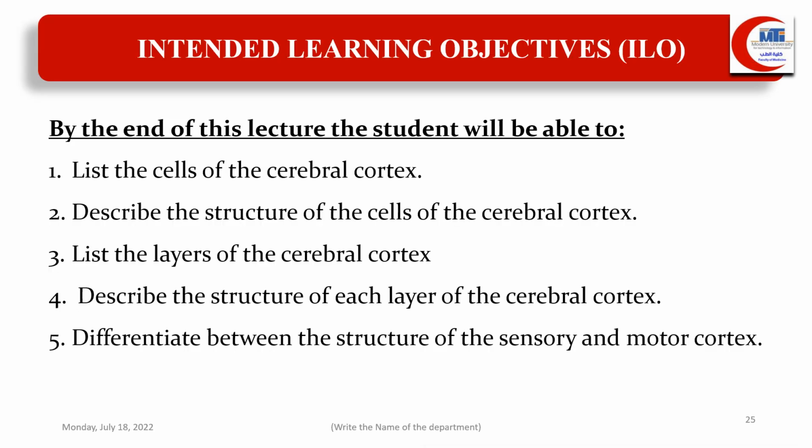As regards ILOs, by the end of this lecture, you will be able to list the cells of the cerebral cortex. This is number one. Describe the structure of the cells of the cerebral cortex, list the layers of the cerebral cortex, describe the structure of each layer of the cerebral cortex, and finally, differentiate between the structure of sensory and motor cortex.